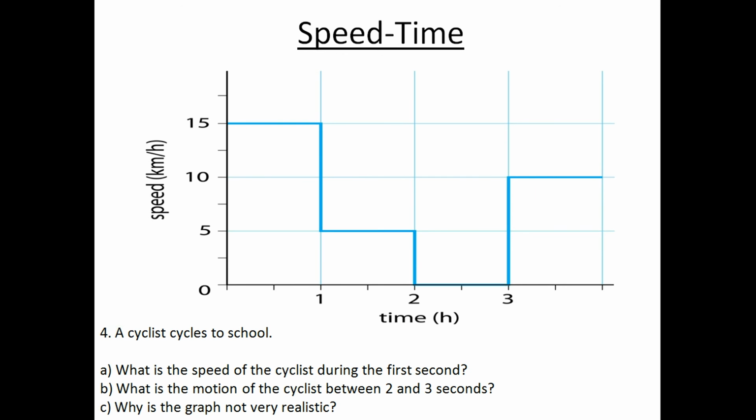A cyclist cycles to school. What is the speed of the cyclist during the first second? What is the motion of the cyclist between 2 and 3 seconds? Why is the graph not very realistic? Okay, first of all, 15 kilometers per hour. We can see that by looking at the graph. What is the motion of the cyclist between 2 and 3 seconds? It is stationary, again because their speed is 0. If there is no speed, you can't possibly be moving anywhere. The graph isn't very realistic because it doesn't show acceleration. It simply shows a specific speed, or an instantaneous speed, rather than an average speed.